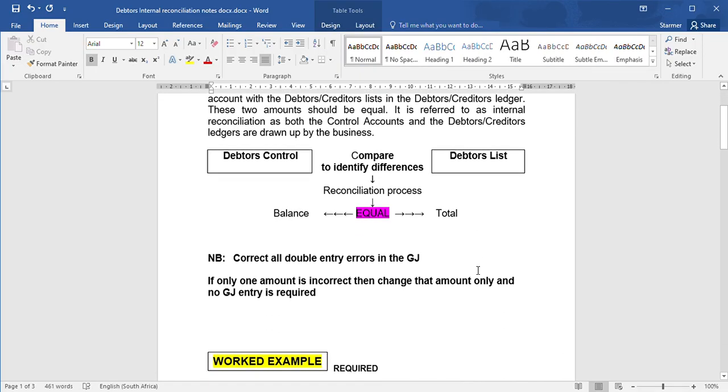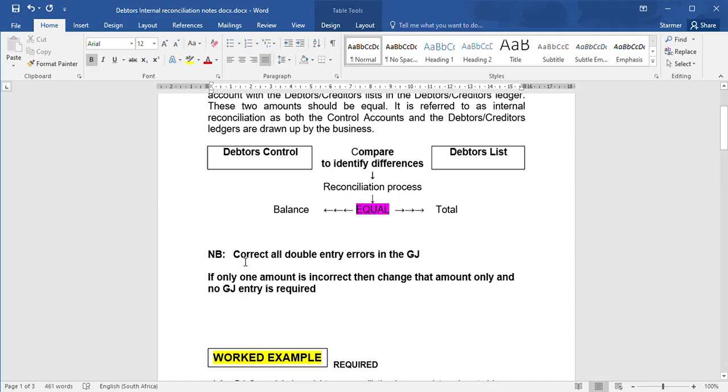You need to remember as well that when you are correcting errors, if you've got a double entry error, in other words, two accounts are incorrect, then you're going to correct those errors in the general journal. But if there's only one amount that's incorrect, so say for example, one amount was put incorrectly in the debtors ledger, then only that amount's going to be changed and you're not going to do a general journal entry. Right, let's have a look at a worked example.